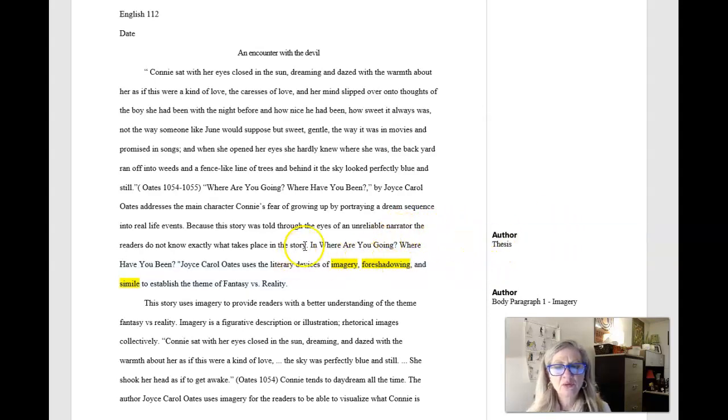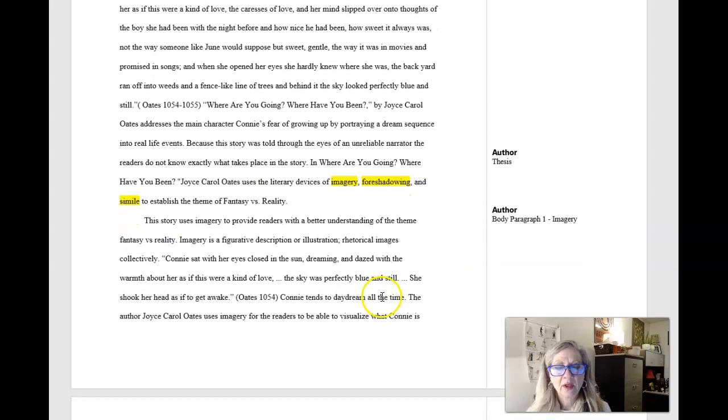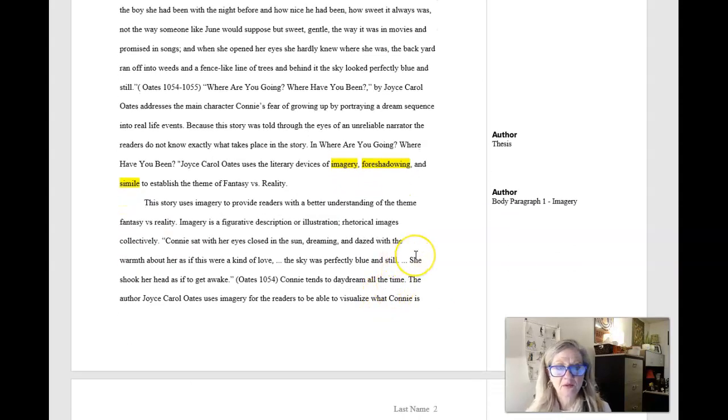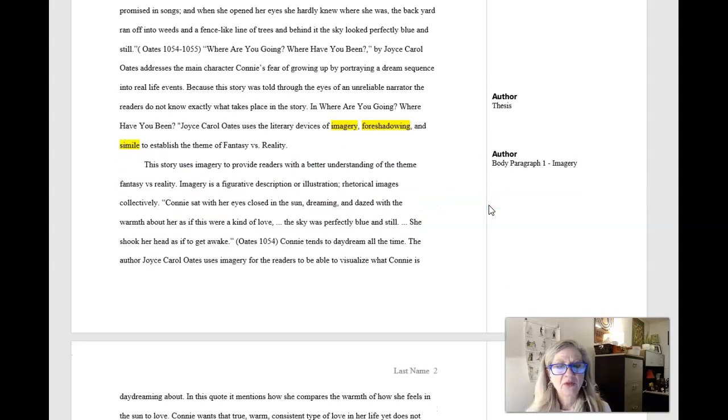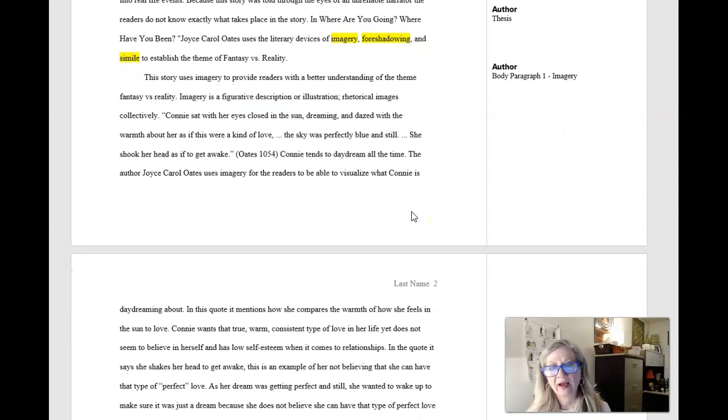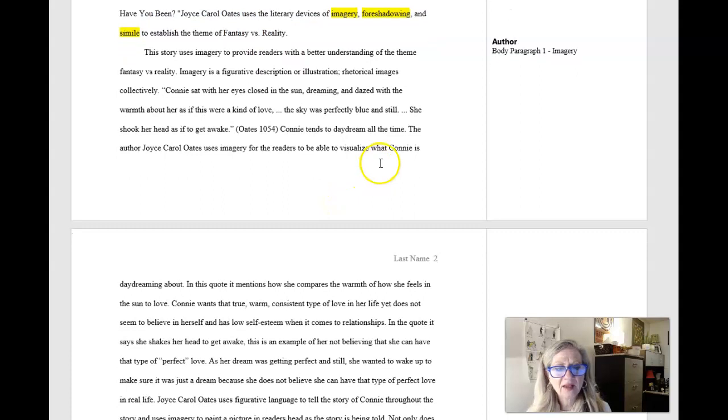So then we move into this thesis statement. The student is going to look at the theme of fantasy versus reality using the literary devices of imagery, foreshadowing, and simile. As we discussed, according to your outline, the first body paragraph should cover imagery, and it does. The student starts off defining what imagery is, then moves into a quote that is representative of how Oates uses imagery, again, to establish the theme of fantasy versus reality, and then explains how that quote shows that Connie is in a fantasy world at this point.